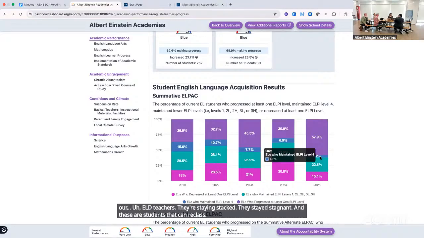They're on the cusp, so we've got to find out. And reclass as not an English learner, you mean? Correct. Now they're back into the bucket with everybody else. Correct.